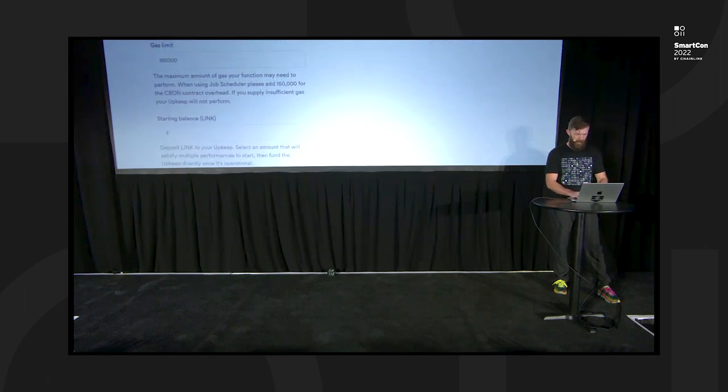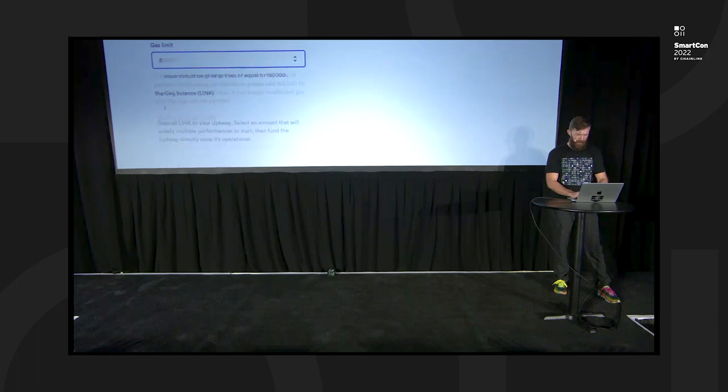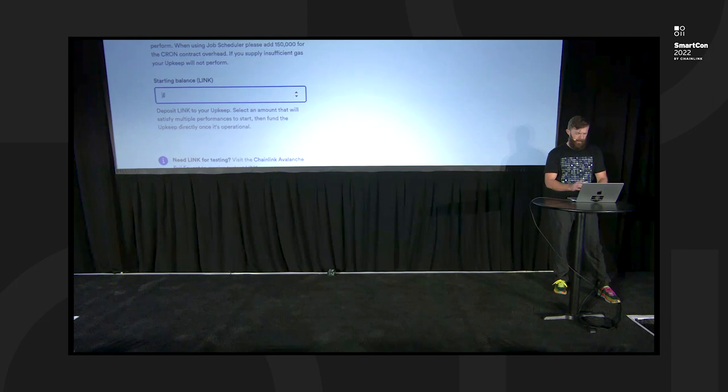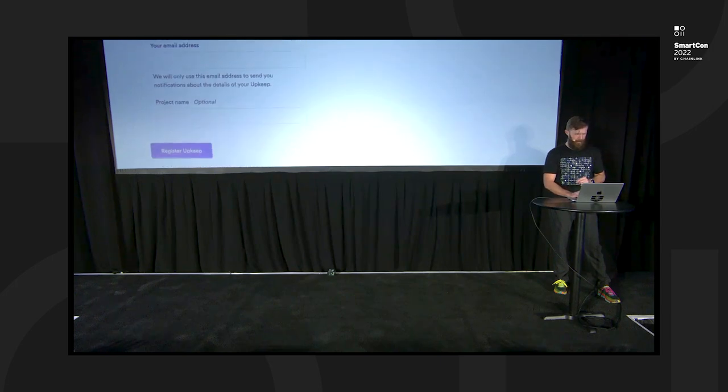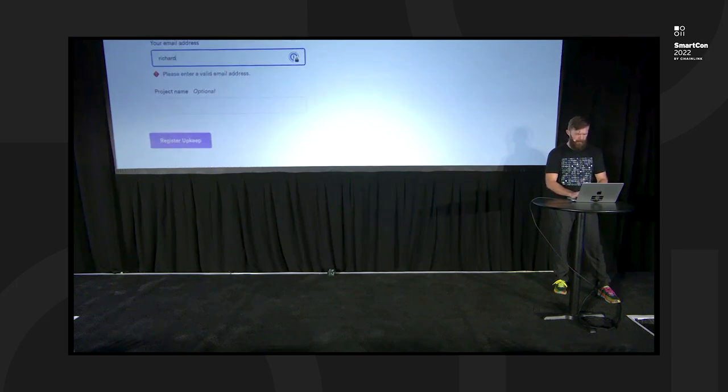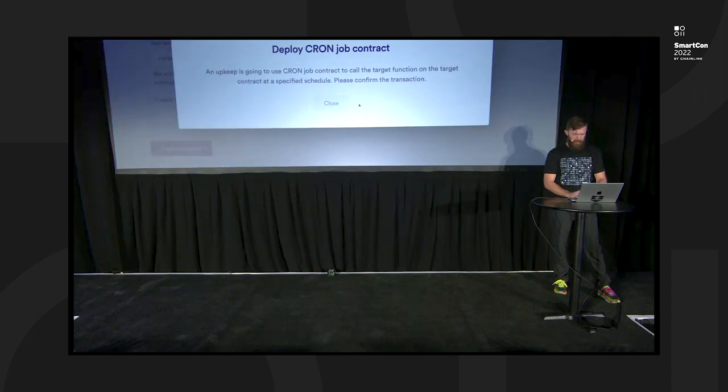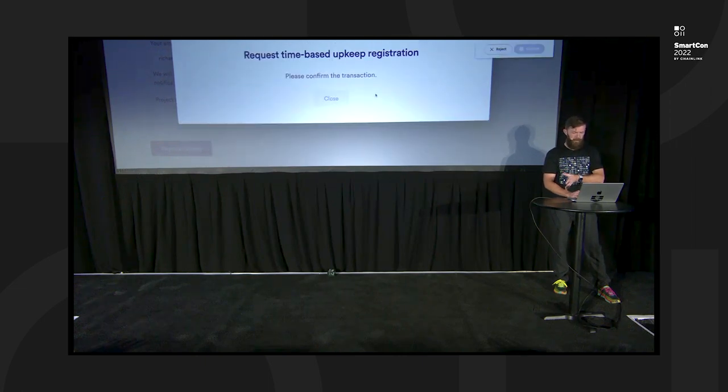Click next. Give it a name, give it a gas limit that is, again, ridiculously high, but for the demo it should be good. We'll put in our email address just in case anything goes wrong. It will let us know. All right, and we'll register this upkeep. You confirm the job contract being deployed and then confirm the actual upkeep itself.